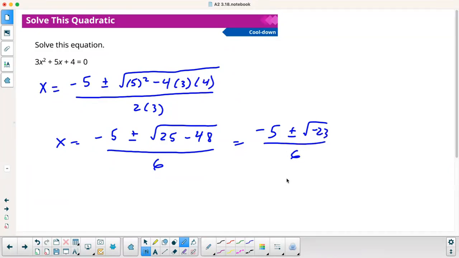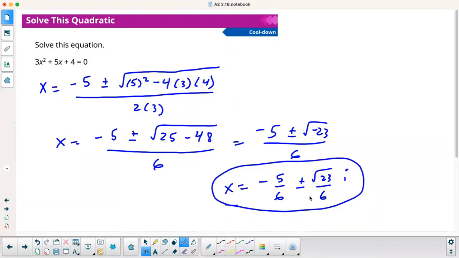All right, so once I get here, I have to split this up so that it looks like a complex number. So square root of 23, can't simplify that. That's a prime number, so I leave it like that. So I have two complex numbers, okay? Two complex solutions. So on a graph, my graph will never touch the x-axis.